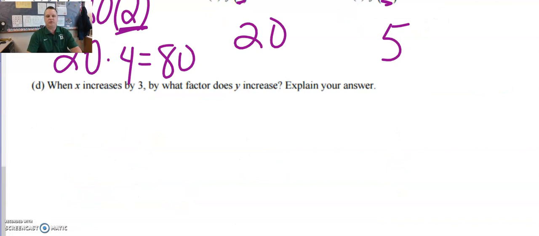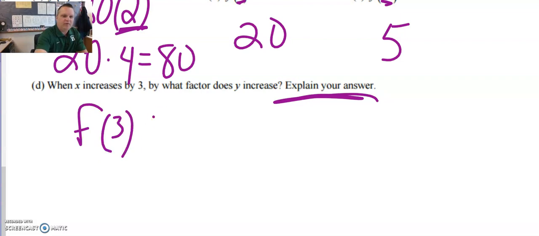But if they ask you to expand on your knowledge, it says if when x increases by 3, by what factor does y increase? Explain your answer. So now you have to logically interpret what's going on and explain it as well. X increases by 3. So if we have x equals 0 and we go to 3, we're going to say f of 3. That means we started at 0, now we're going up to 3. By what factor does y increase?